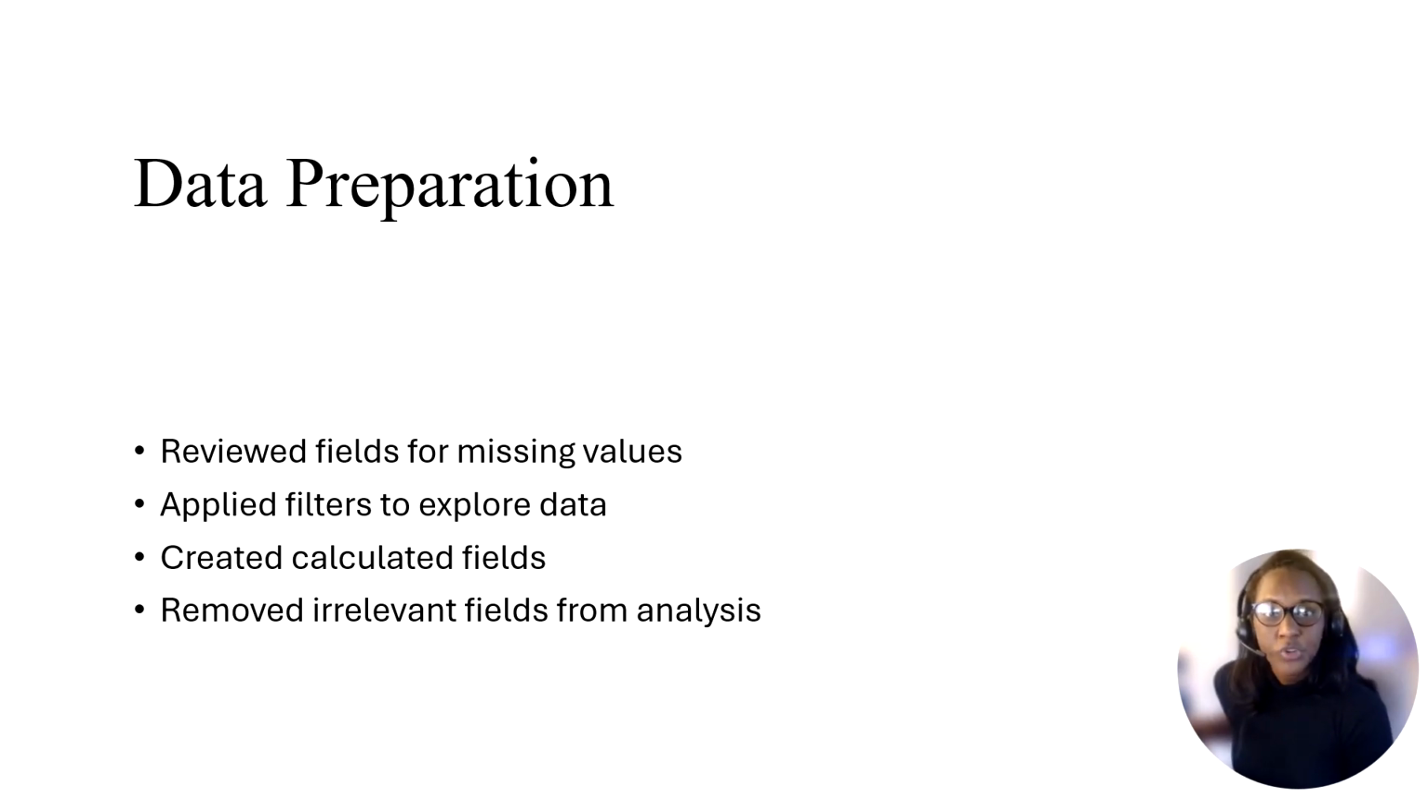Before creating the visualizations, I reviewed the data set for missing values and identified several null records. I applied numeric and categorical filters to better understand the data and created calculations to support the analysis. Fields such as the parcel ID, the unique ID, and legal reference were considered less useful because they serve primarily as identifiers and do not directly explain the housing prices.